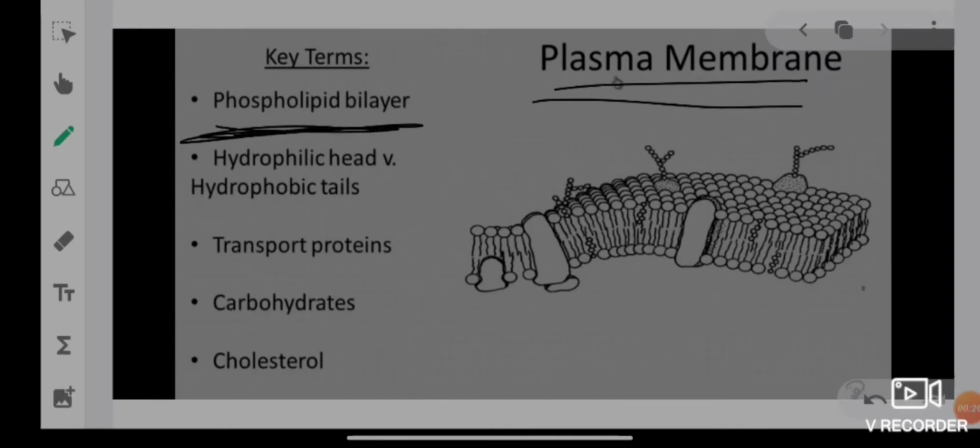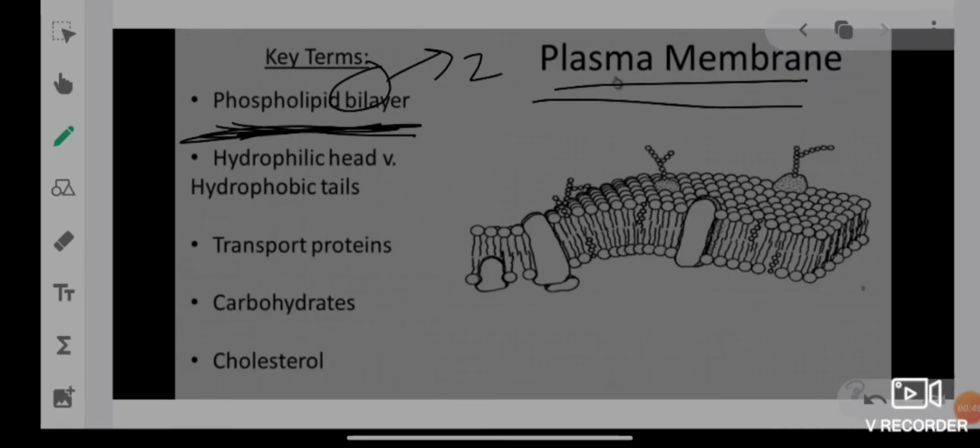It contains a phospholipid bilayer. Bilayer means two. It acts as a selective barrier. It promotes selective permeability, meaning it is impermeable to ions, so it needs some transport membranes, transport channels to transport water and oxygen through the plasma membrane.